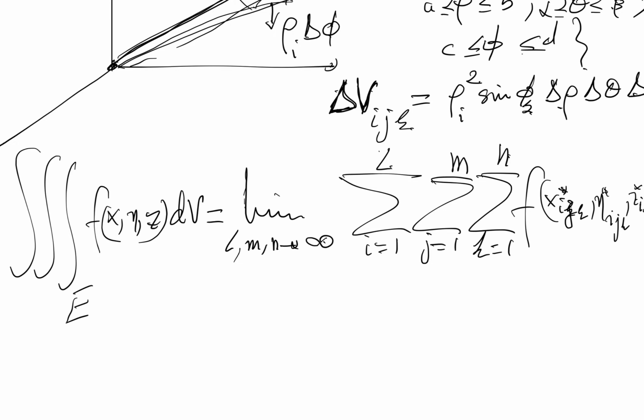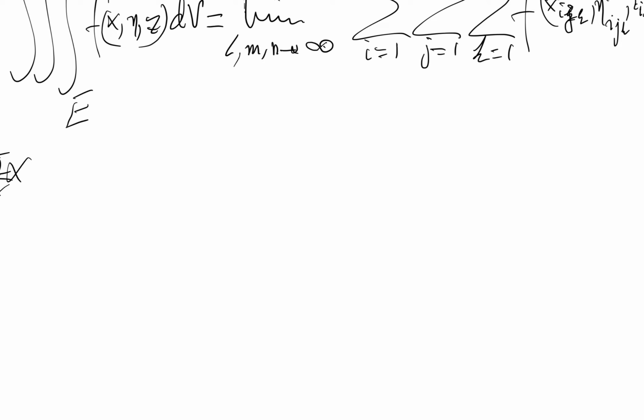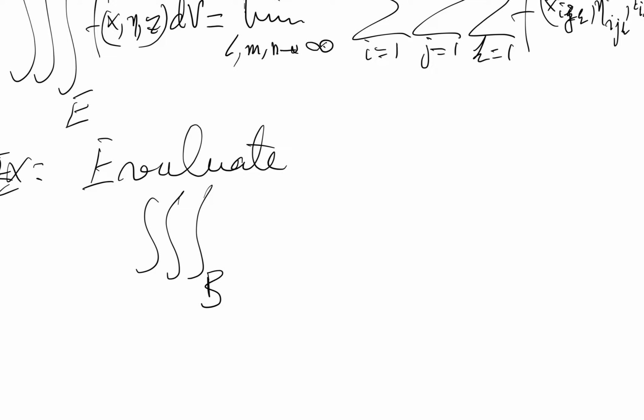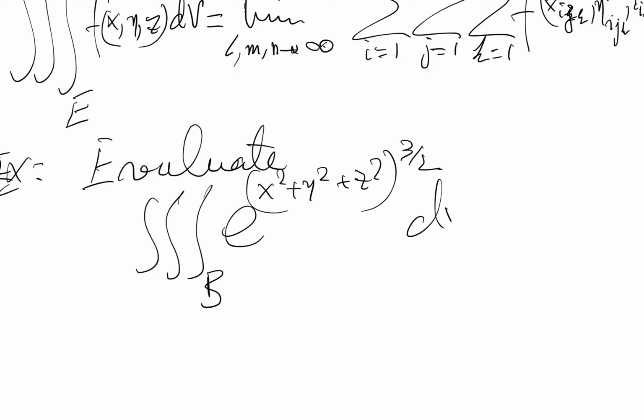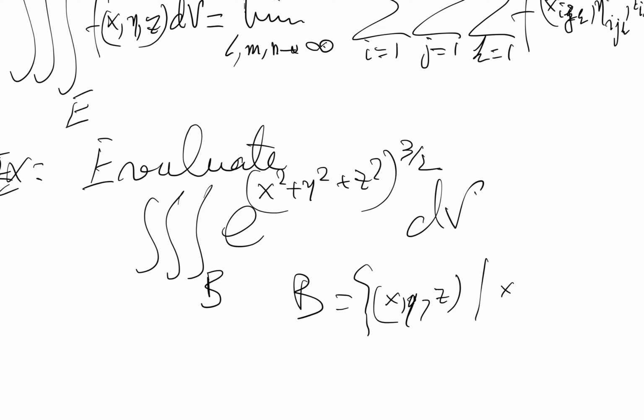So one great example is if they ask you to evaluate the triple integration over the region B of e to the power of (x squared plus y squared plus z squared) to the 3/2, in dV. And B is the region of x, y, z such that x squared plus y squared plus z squared is less than or equal to 1. Okay.